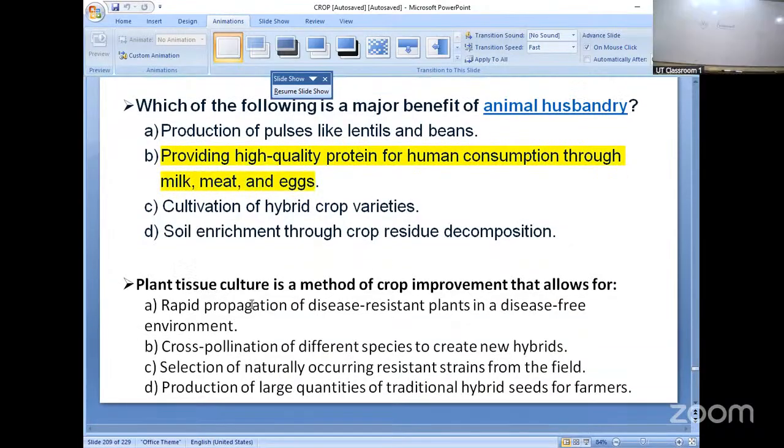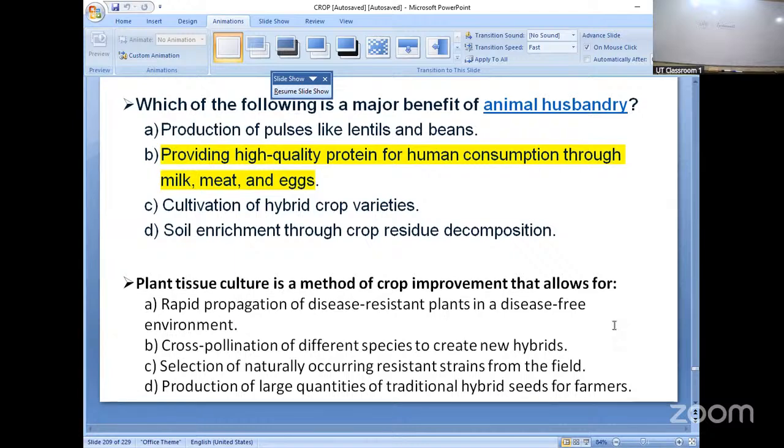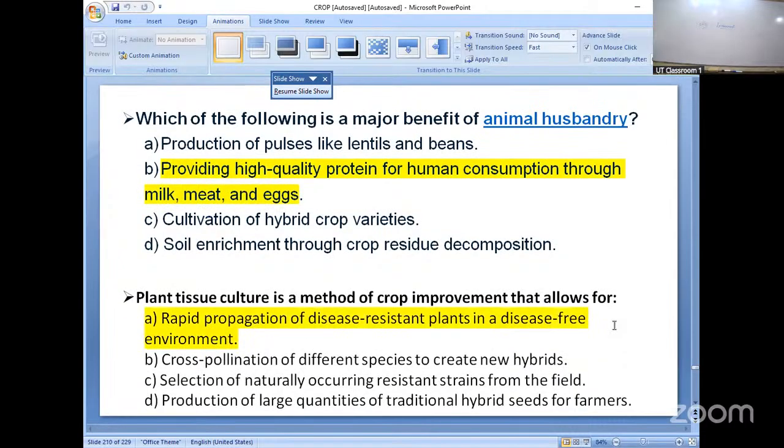Plant tissue culture is a method of crop improvement that allows for rapid propagation of disease-resistant plants, cross-pollination of different species to create new hybrids, selection of naturally occurring resistant strain from the field, or production of large quantities of traditional hybrid seeds for farmers. Tissue culture, plant tissue culture. A. Rapid propagation of disease-resistant plants. Yes, ma'am.